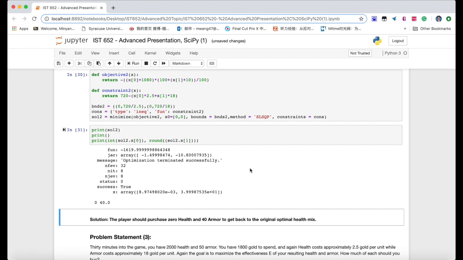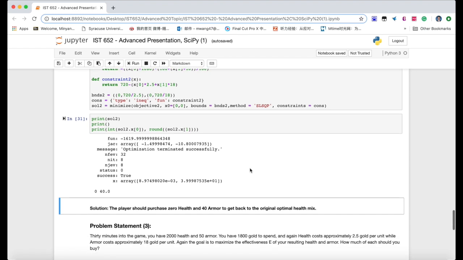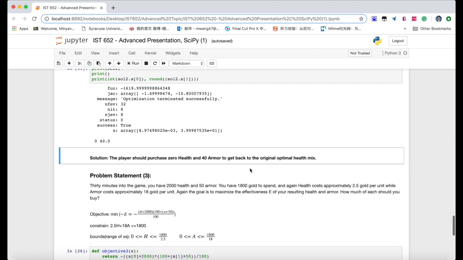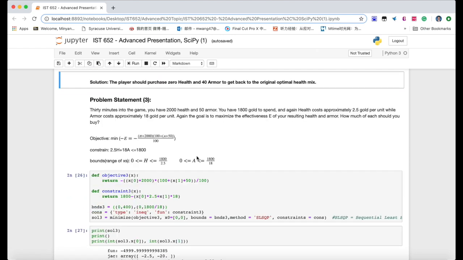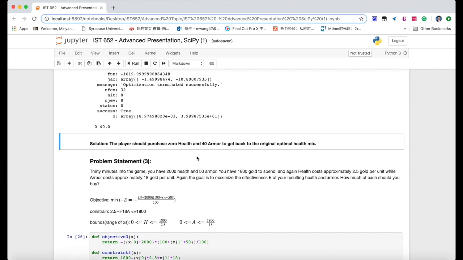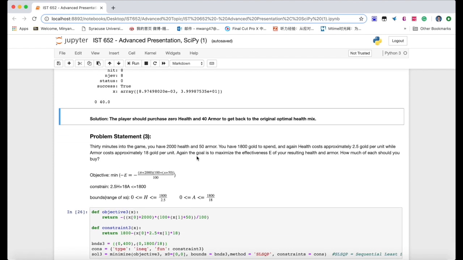The solution indicates that the player should spend all his money on armor to maximize his effective health. Now let's come to the third problem. 30 minutes into the game, we have 2000 health and 50 armor. Now we have 1800 gold to spend, and the price of health and armor still doesn't change. Again, we want to maximize the effective health.